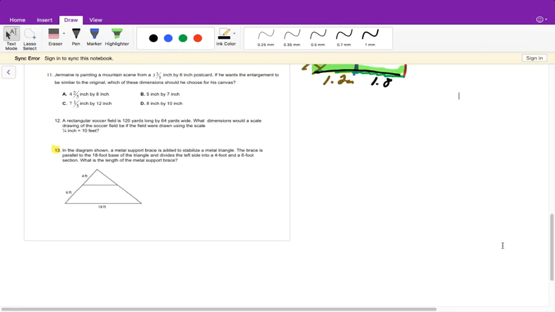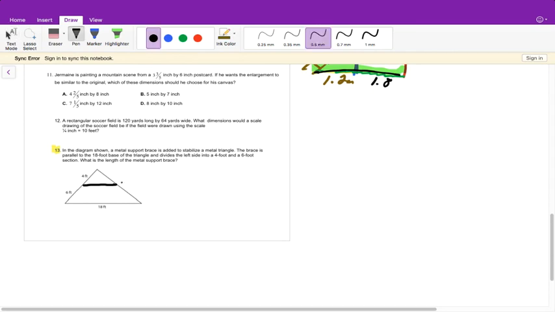All right, for 13, it says, in the diagram shown, a metal support brace is added to stabilize a metal triangle. So here's the support brace. The brace is parallel to the foot of the 18-foot base of the triangle and divides the left side into a 4-foot and 6-foot section. What is the length of the metal support brace?